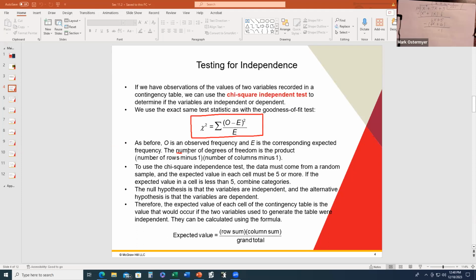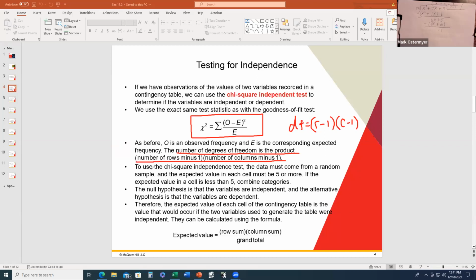Now, the number of degrees of freedom is going to be a little bit different than it was last week. Last week, it was the number of categories minus one. But now, the degrees of freedom for this chi-square test of independence is going to be the number of rows minus one times the number of columns minus one. So be careful of the degrees of freedom. That's the degrees of freedom you take to the chi-square table to find the critical chi-square value when conducting the test the critical value way.